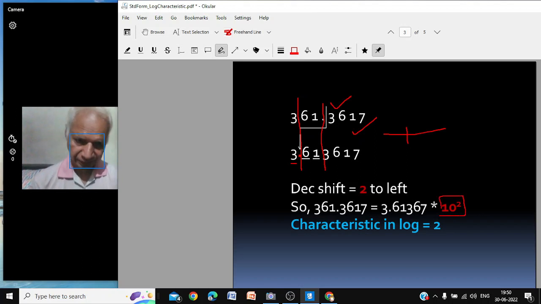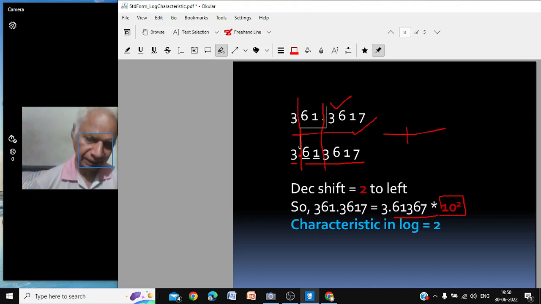So this number multiplied by 10 power 2. Why? Because from this notation, if you want to get back the original number, you have to shift 2 places to the right. So we write plus 2. If it is 2 places to the left, we would write minus 2. If it is 2 places to the right, we will write plus 2.